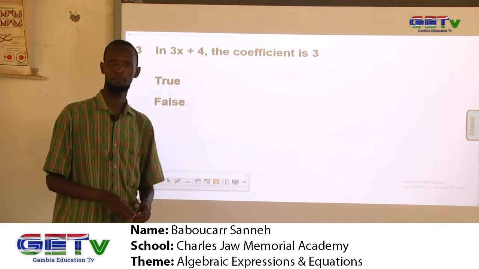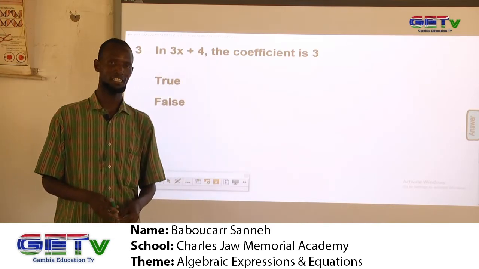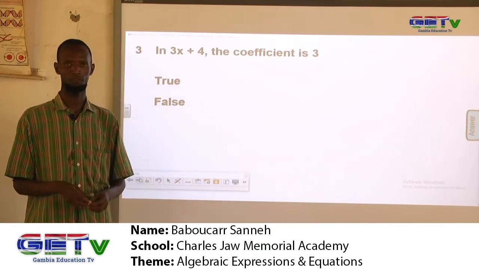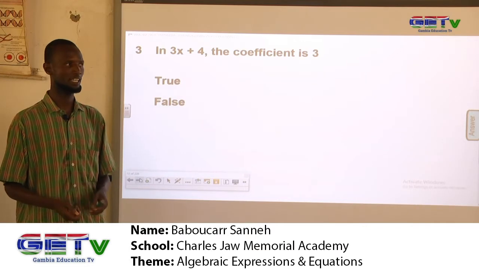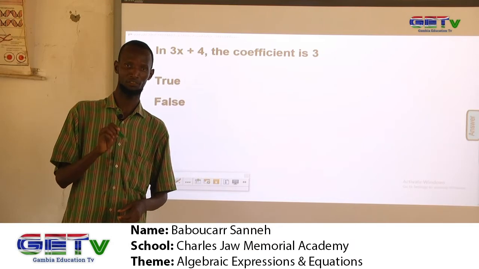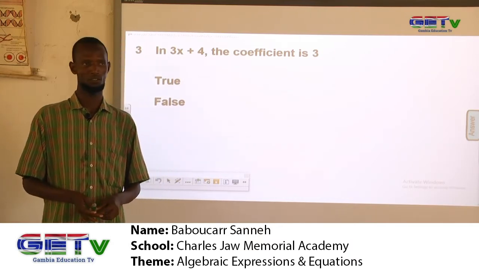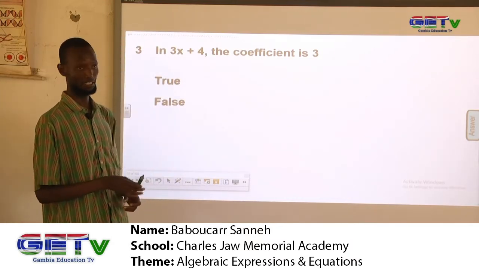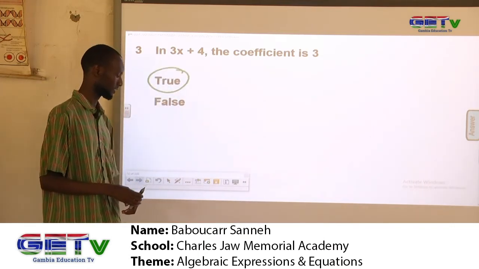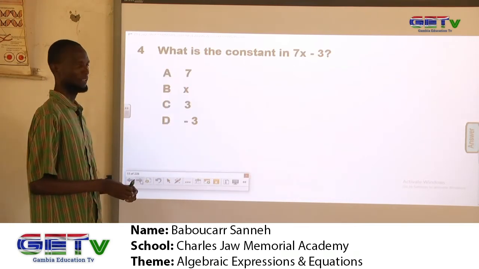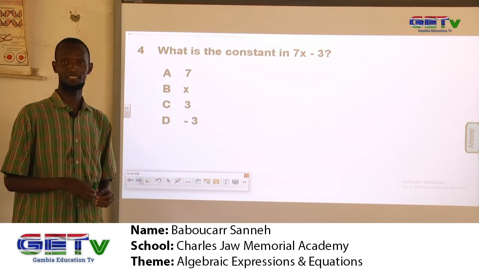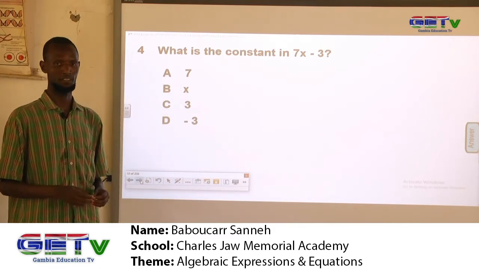In 3x plus 4, the coefficient is 3. Again, if you refer back to what we said previously, that the coefficient is the number being multiplied by the variable, and also the number located in front of the variable, then obviously it's true that 3 is the coefficient in this case as well. That's a true statement.